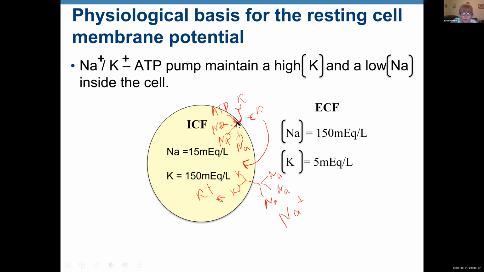And this protein maintains the high potassium inside and low sodium inside. So low sodium, high potassium inside, because it's constantly pumping sodium out, potassium in, sodium out, potassium in. And it uses ATP to do it. So it's active transport. So that's why we call it the sodium potassium pump.